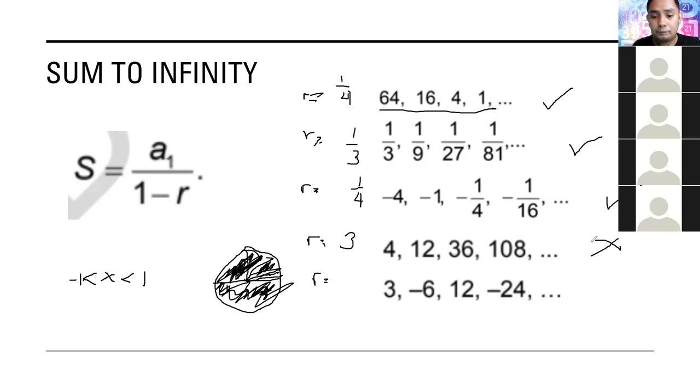Okay? Ito, what is the common ratio of this? Negative 2. Negative 2 is smaller than negative 1. So, ibig sabihin, hindi rin siya pwede. So, ang pwede lang sa atin ay mga fraction, common fraction. So, paano natin siya gagawin? Pag common fraction kasi, kaya natin hanapin ang sum to infinity. As simple as a sub 1 over 1 minus r. Okay? Let's try to solve.